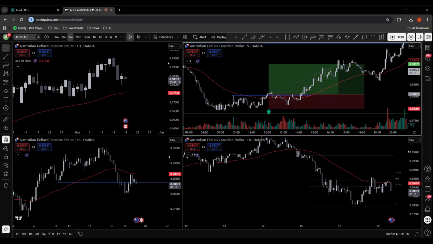All right, everyone, welcome back to a trade recap. So this is my AUDCAD PB play from yesterday, which resulted in a win for 2%. So I'm going to go ahead and break this one down.